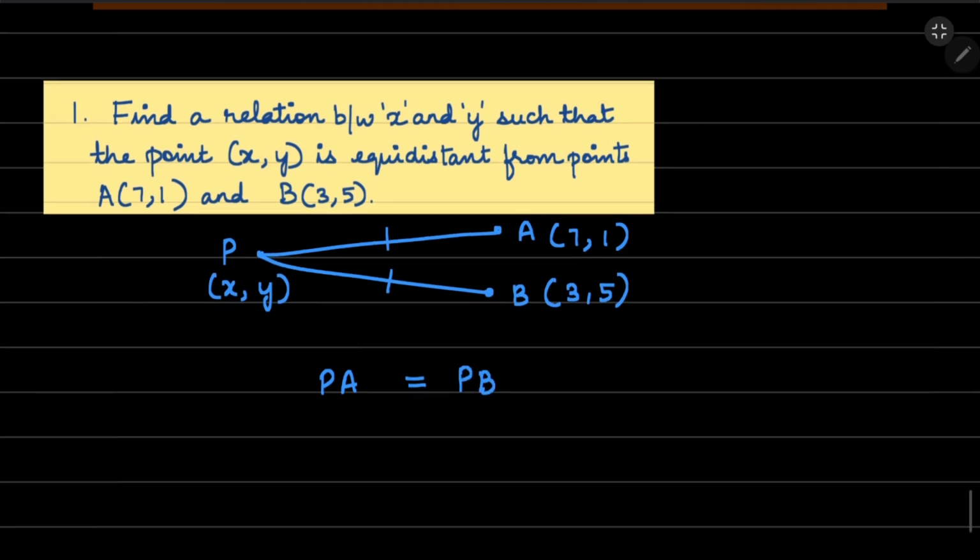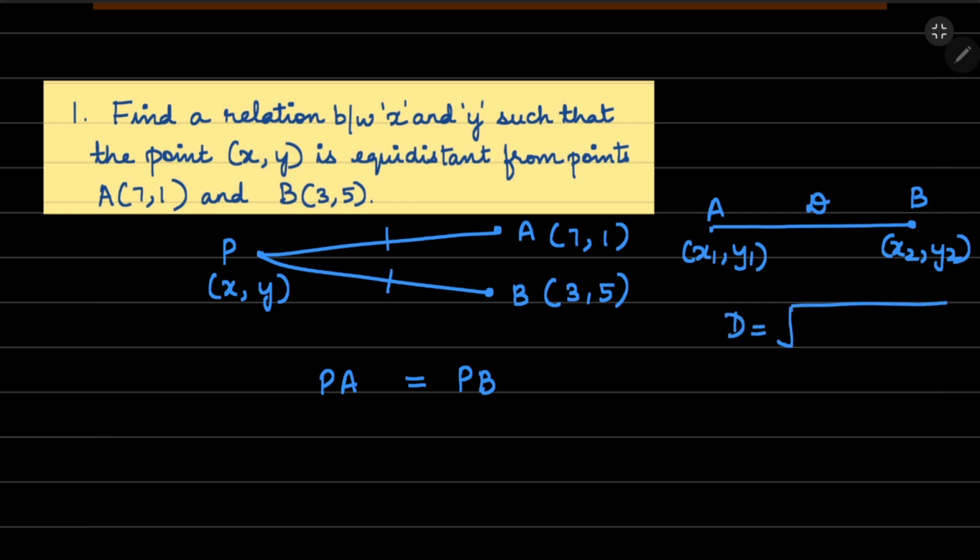Now we know the distance formula. Whenever you have two points, say (x1, y1) is one point, and let the other point be (x2, y2), the distance between A and B can be calculated as the square root of (x2 minus x1) the whole square plus (y2 minus y1) the whole square. So this is the distance formula.